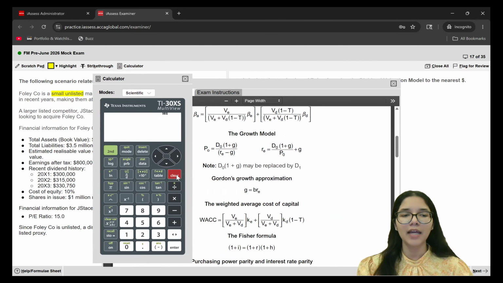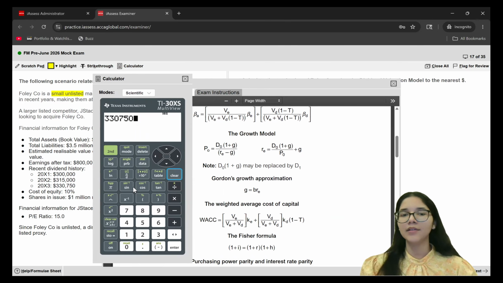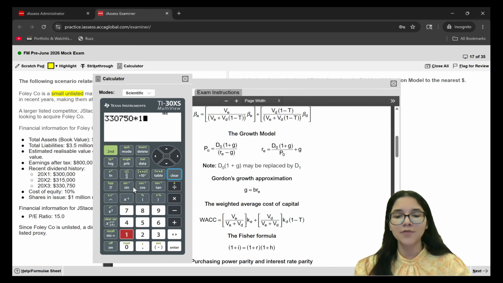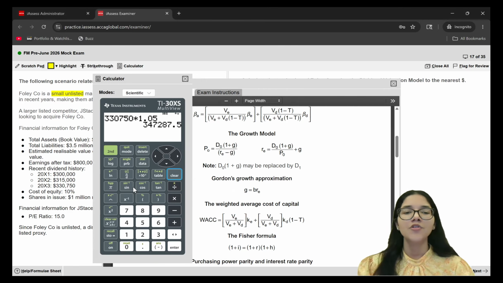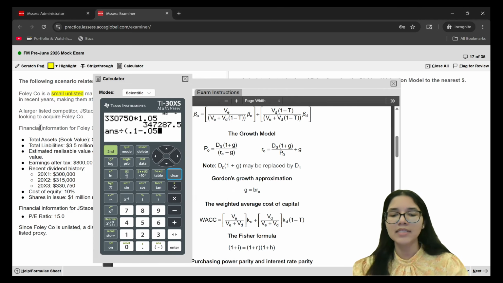The latest dividend that we have is 20x3. So 330,750, and we have just now calculated the growth rate to be 0.05, or 5%. So I will just multiply this with 1.05. So this tells me my numerator. Then for my denominator, I'm supposed to take my cost of equity. So cost of equity is already given as 10%, so 0.1 minus the growth rate, which is 0.05.